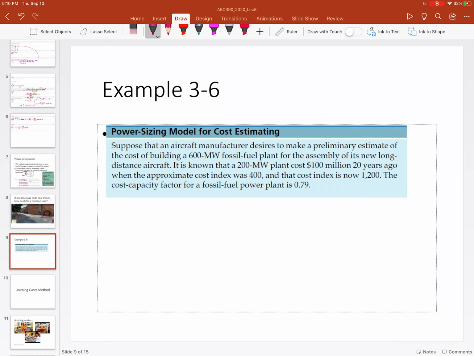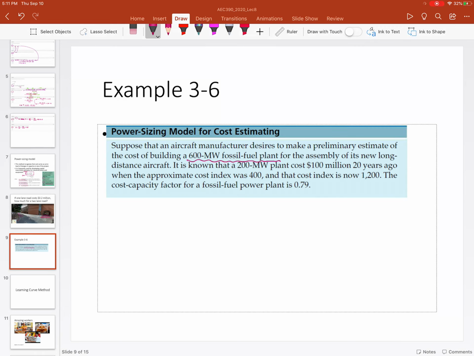Okay, now let's take a look at this example. Suppose that an aircraft manufacturer desires to make a preliminary estimate of the cost of building a 600 MW fossil fuel plant for the assembly of its new long-distance aircraft. So they are building a new project, or a plant. For the size, sometimes we use the area, or the number of units. Here we can use the capacity value as the size. So 600 MW is the size of this new plant.